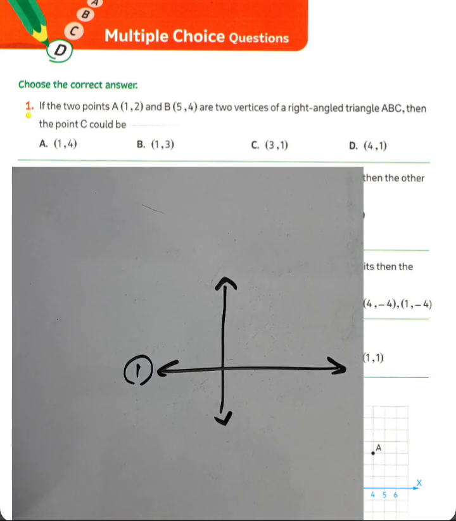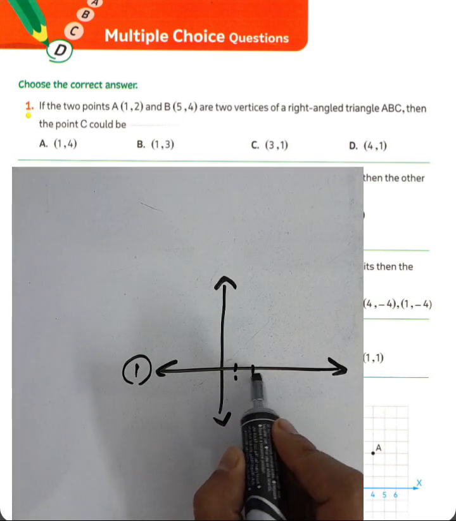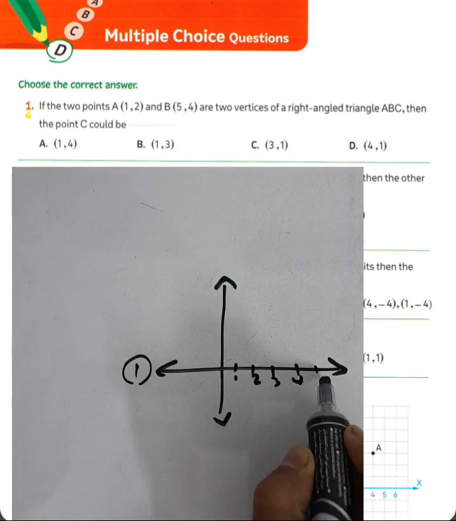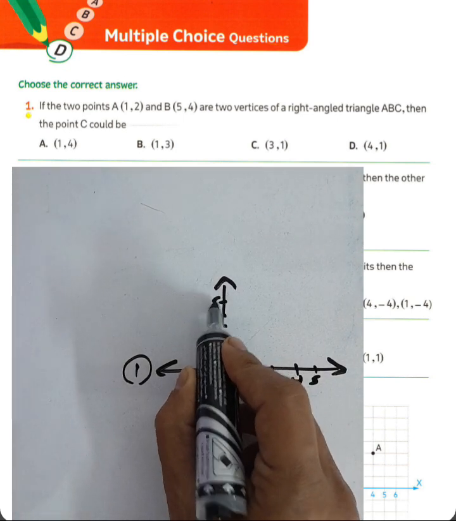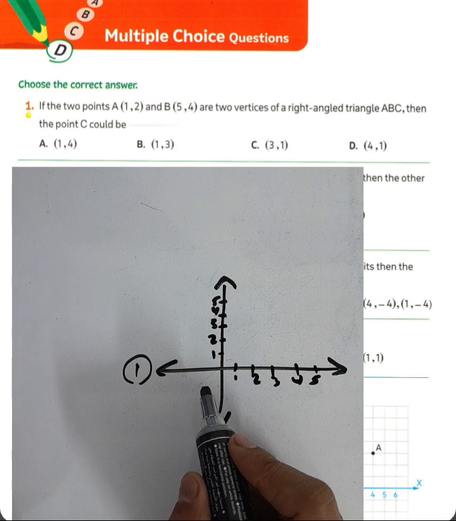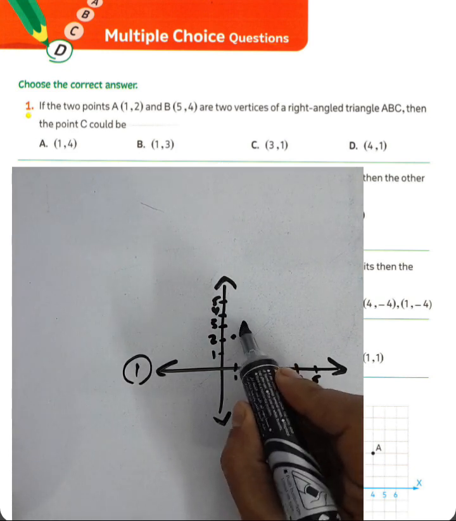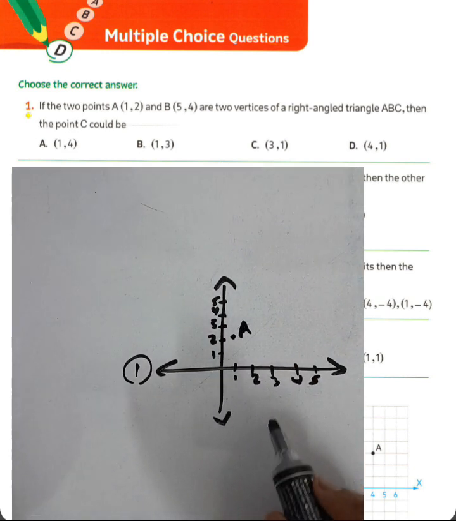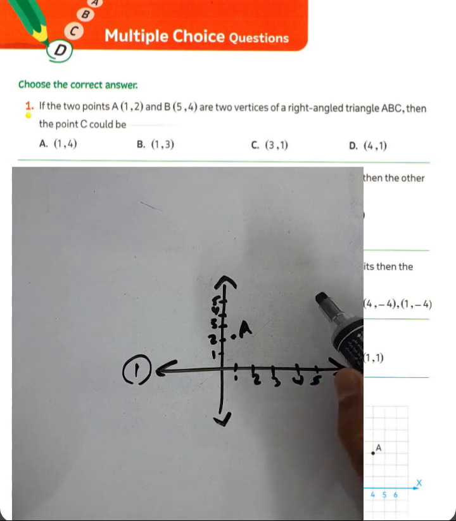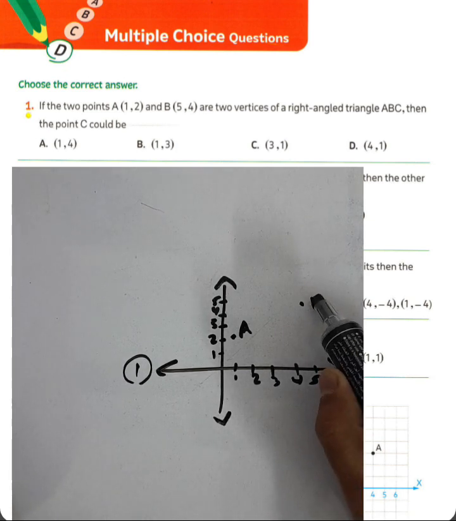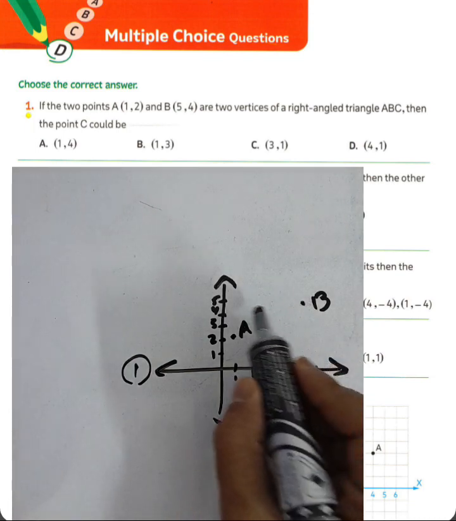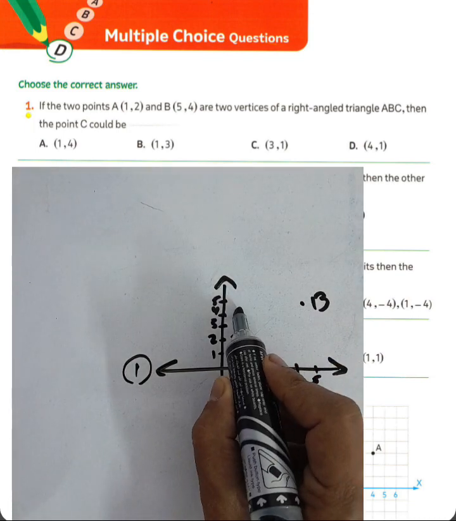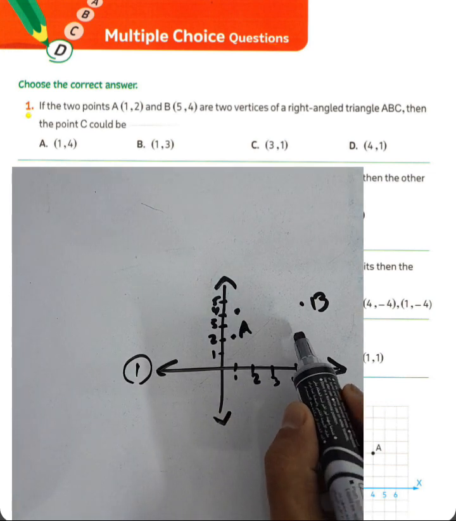Okay, draw the coordinate. 1, 2, 3, 4, 5, 1, 2, 4, and 5. The first point is 1 and 2, it's point A, and point B is 5 and 4. We want to find point C to make a right angle triangle. First point maybe here or maybe here.